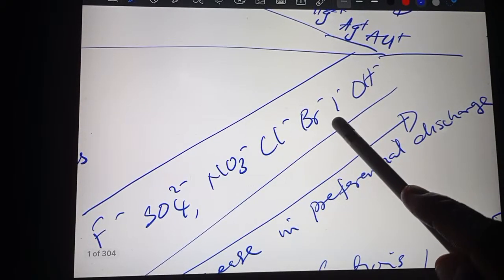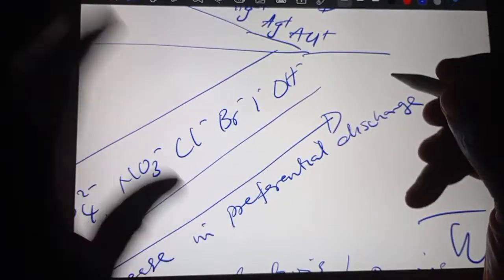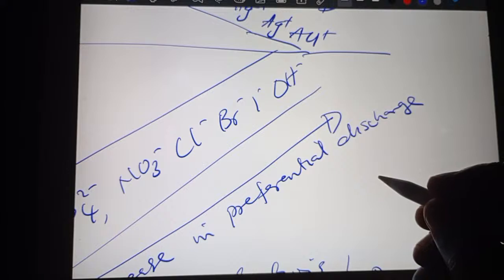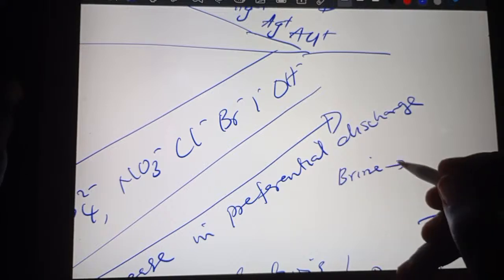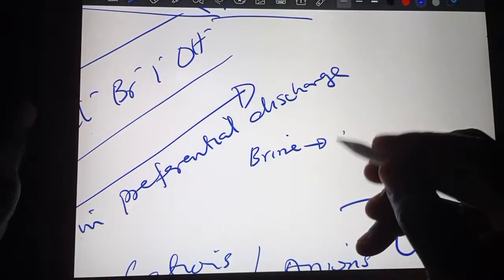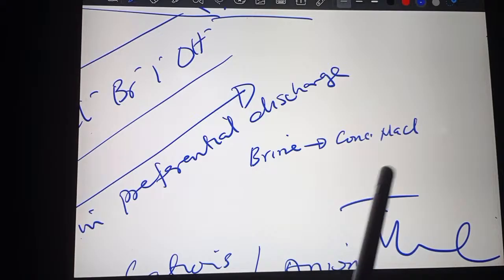But if you see iodide ion, if you use a concentrated solution of, the implication is this, common question in exam, they usually use brine. And what is brine? Brine means concentrated sodium chloride. Nobody will tell you that. Brine is concentrated sodium chloride.